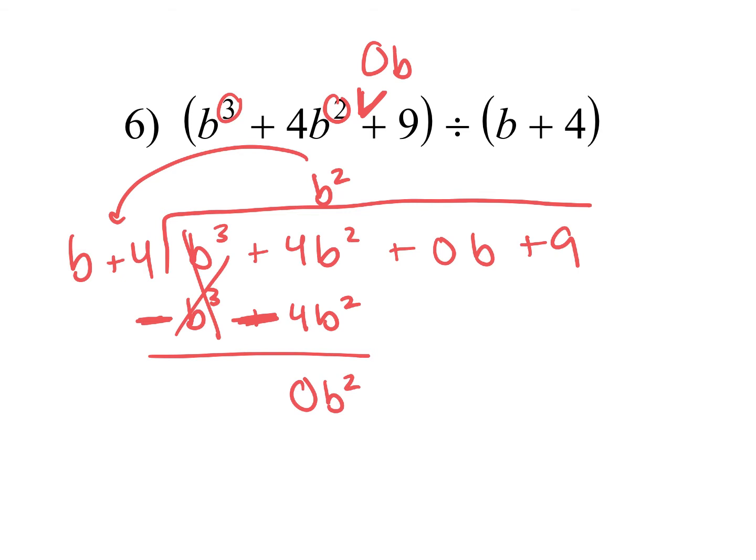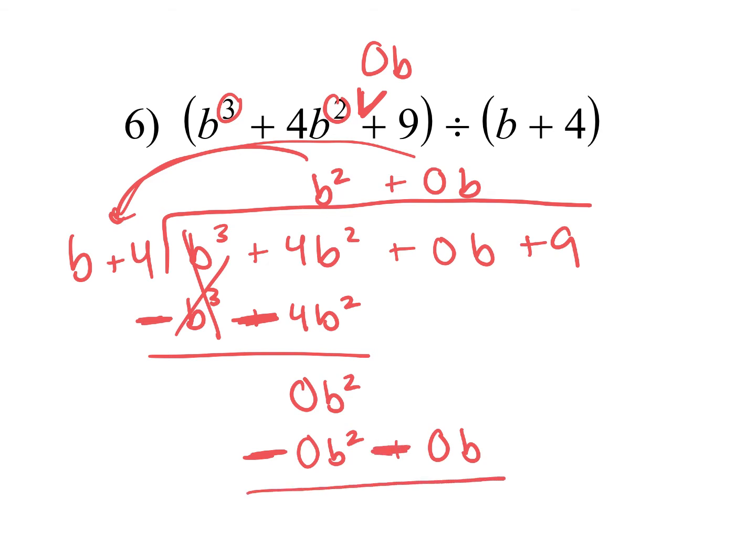So what do we do next? If I just subtracted, I divide. So if I take away a b from 0b squared, what do I get? 0b. Then what do I do? Multiply. So it's 0b times b. 0b squared. And 0b times 4? Just 0b. Then we change the signs. What else do I have to do?